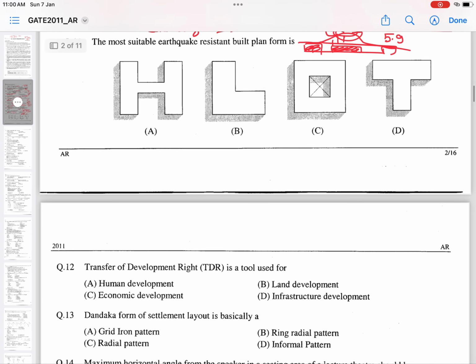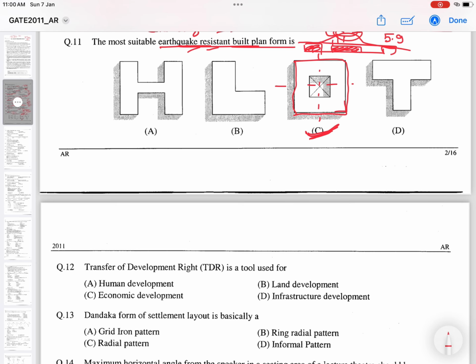Moving on to the question number 11th, most suitable earthquake resistant built form is. To resist earthquake, the plan should be symmetrical, okay. The more symmetry there is, the more earthquake resistant it is. So answer B. You can see it's symmetrical and it's closed in form. In this other condition you can see how weak it is, but in the full form, it is very strong. So the answer here is B.